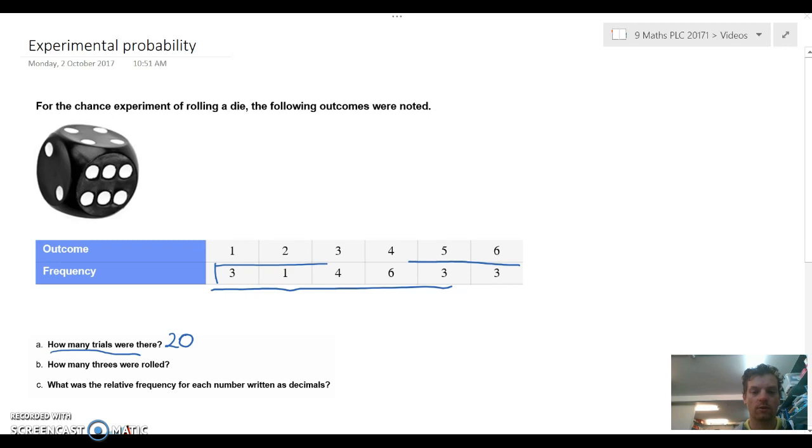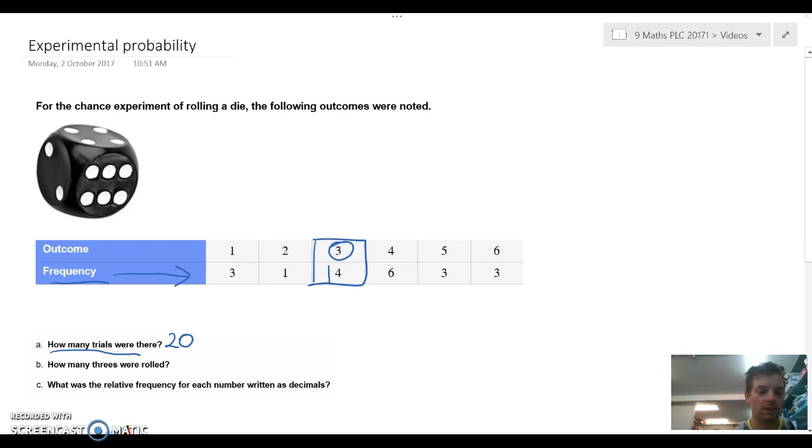The next question we're asked is how many 3s were rolled. If we look at the outcome for 3s, we can see that the frequency of 3s is 4. So if we had 20 rolls, in this particular experiment, 3 turned up 4 times.